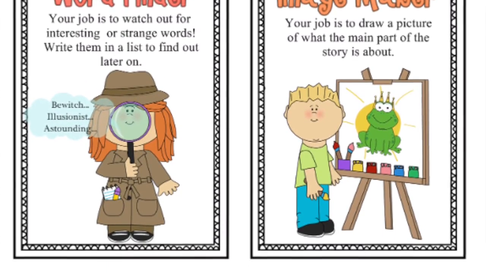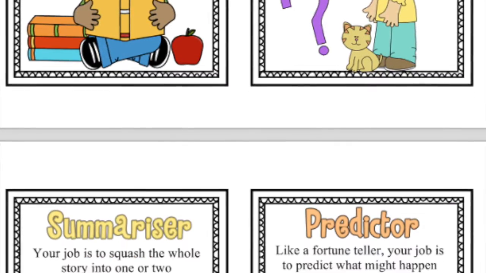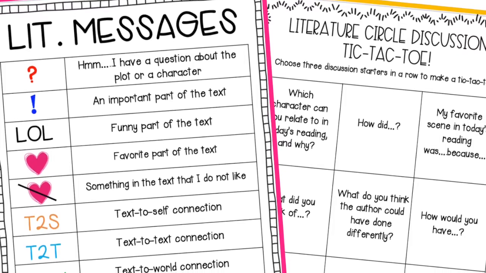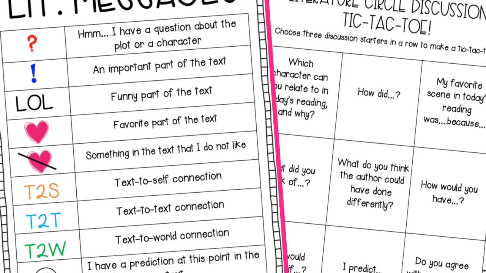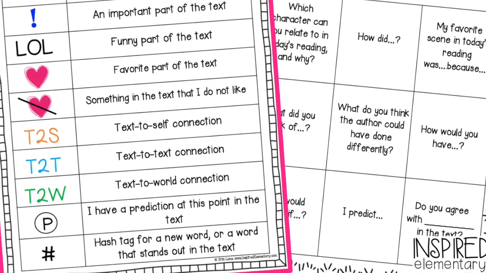And last but not least, I have some literature circle supplies for you to help get you started. There's some cards to signify certain roles your students can have when being in a literature circle group and literature circle talk moves. So sometimes students in groups may have trouble understanding what they're supposed to say or what kind of questions they should be asking. And this little graphic is a great reminder for students.